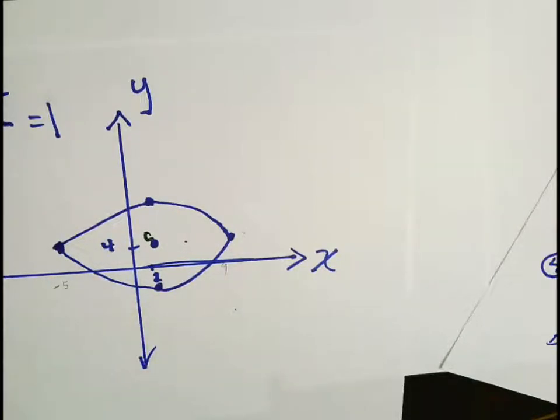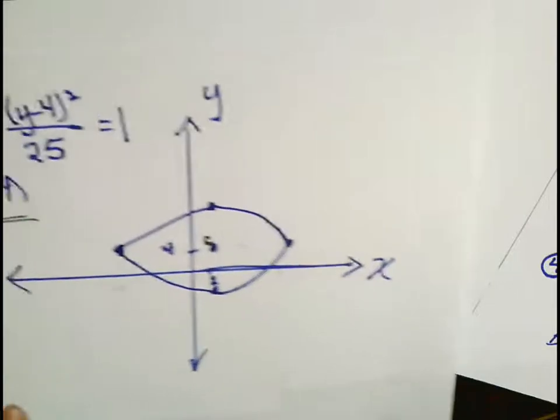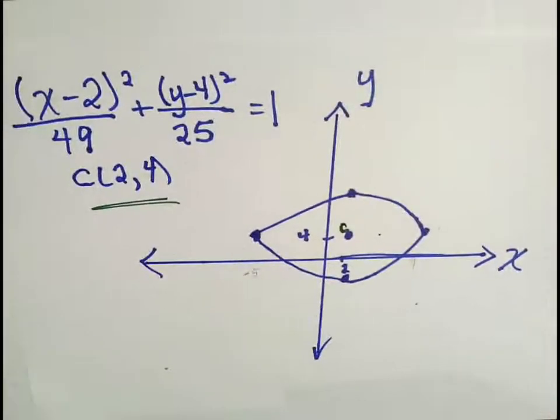And then the minor axis, b squared was 25, but the b was 5. So you go up 5, then you go down 5. And that is a sketch of the ellipse where the center is not at the origin.